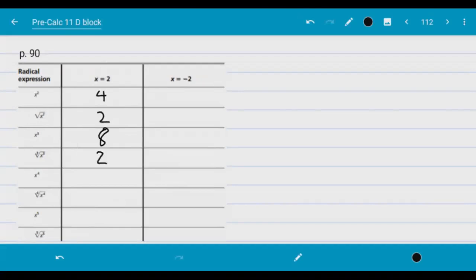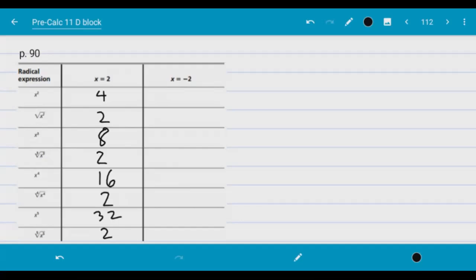All right. X to the fourth, the fourth power of 2 is 16. And the fourth root of 16 is 2. What about x to the fifth? 32. And the fifth root of that is 2. All right, let's go to the second column.